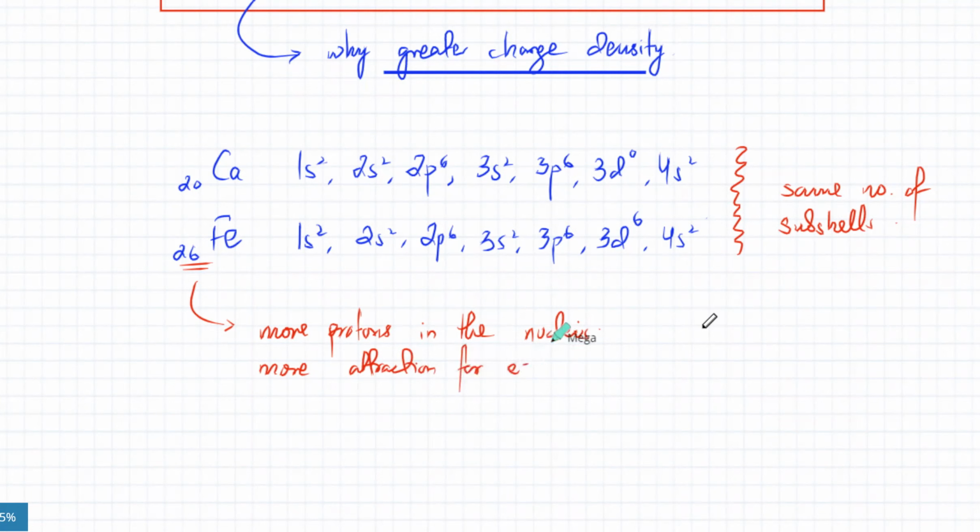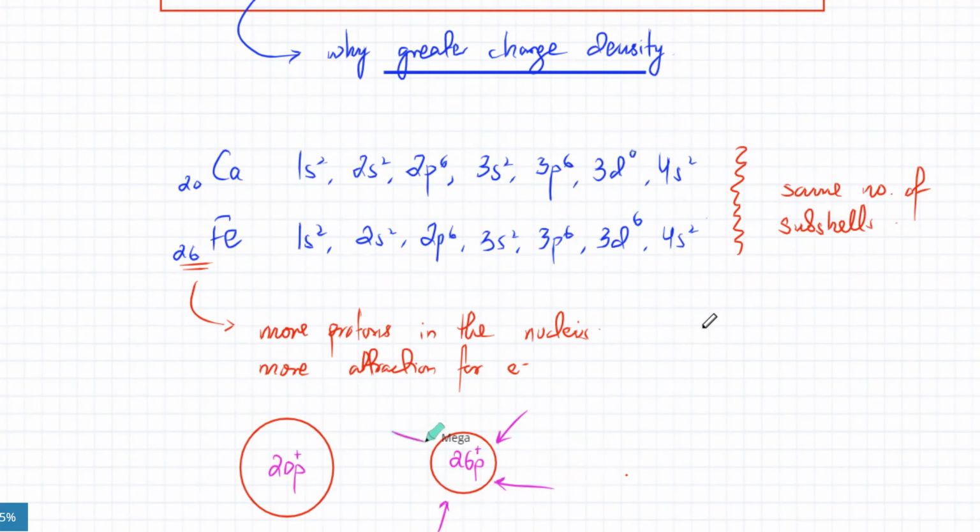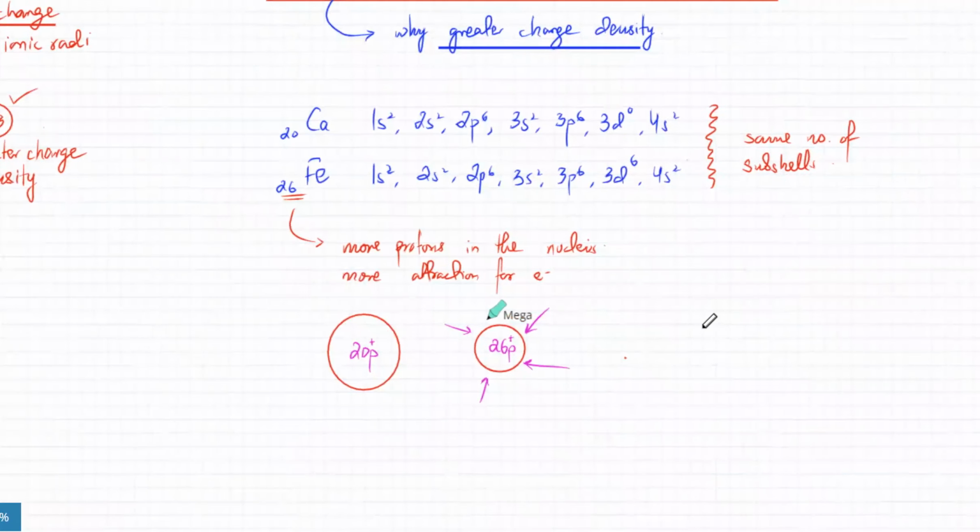So basically the idea is they both have exactly the same number of subshells. Calcium has 20 protons in its nucleus, while iron has 26 protons in its nucleus. So the electrons are more strongly attracted, which is why it's smaller in size. So that's the simple explanation why iron, even when they form ions, they still have identical electronic configurations.